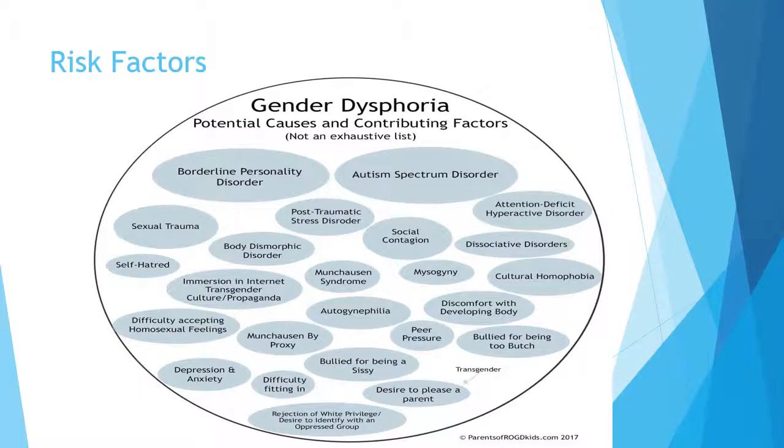Now on this page, we'll be talking about a few risk factors for people who have gender dysphoria. So, we have borderline personality disorder, post-traumatic stress disorder, depression and anxiety, self-hatred, and dissociative disorders as well.